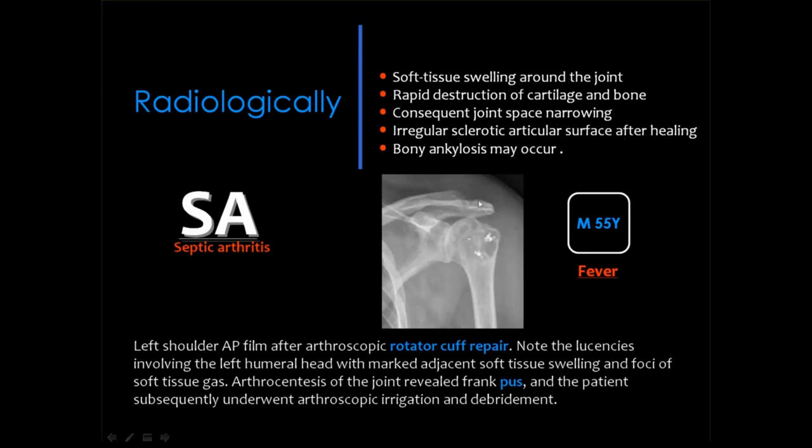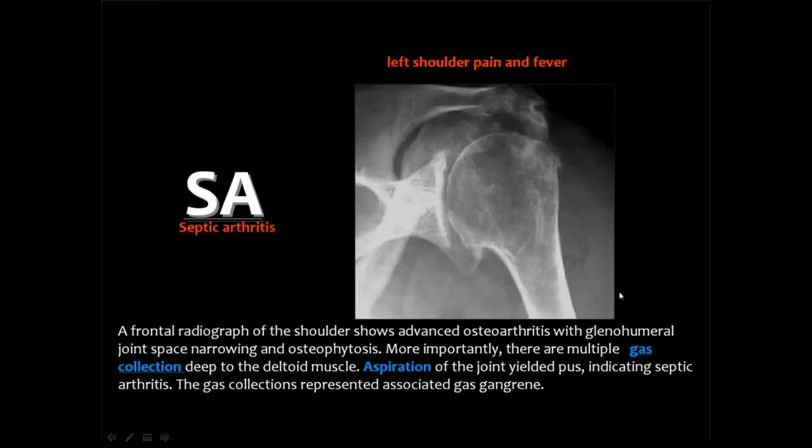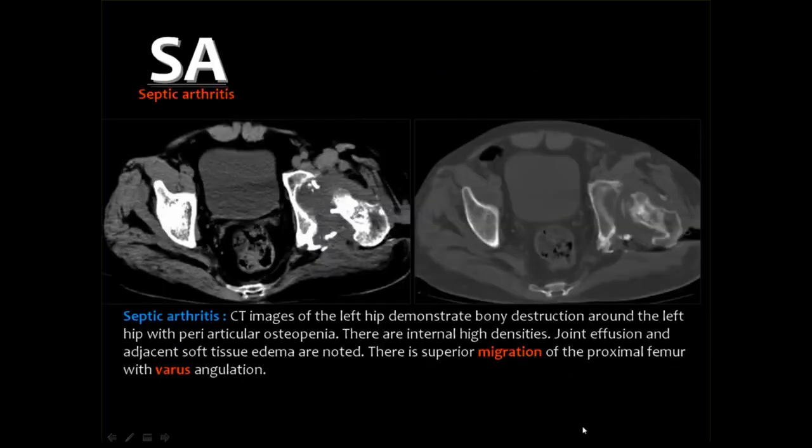And here in the shoulder, you see the anchors of previous surgery, and you get swelling of the soft tissues, osteolytic lesions in the humeral head, and you may notice some gas shadows within the soft tissues around the shoulder. And here also you may see the same changes with gas shadows within the soft tissues. And aspiration of this joint yielded pus, and the diagnosis of septic arthritis is settled.